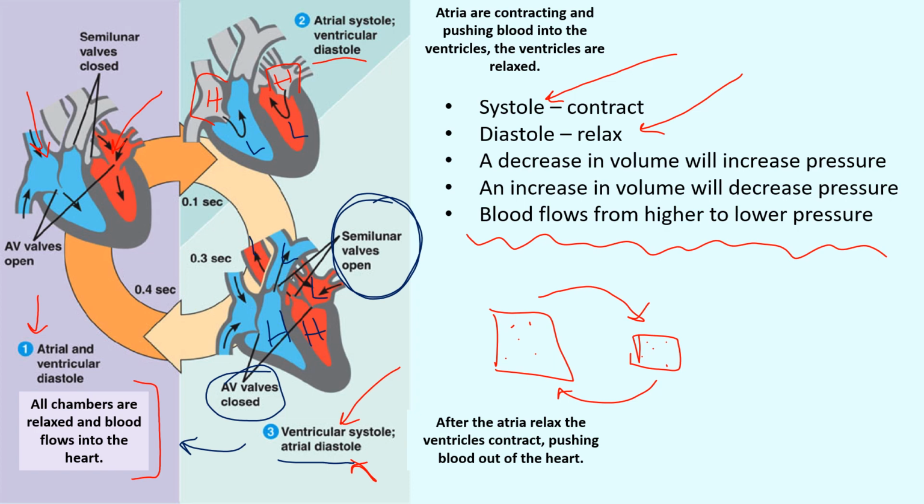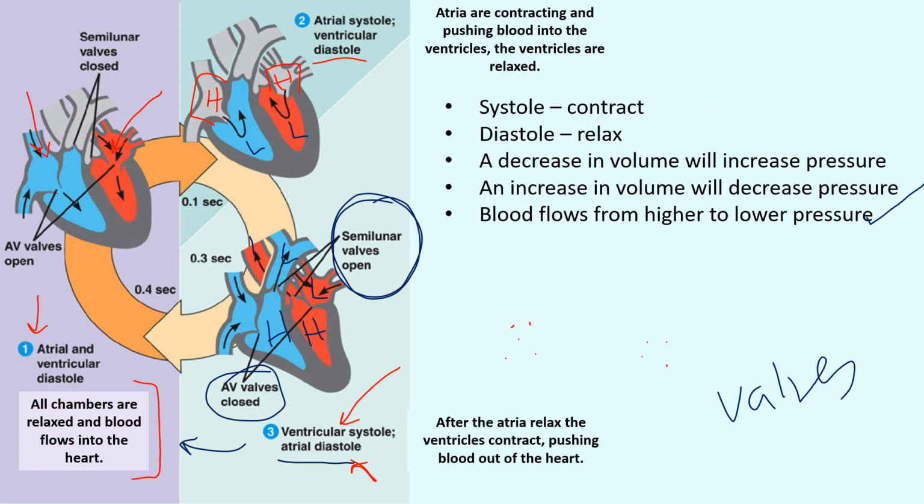And again, one thing just to note here is what's going on with the valves. So it's really important that we know what areas are contracting and relaxing, the direction of blood flow. So again, blood always flows from an area of higher to lower pressure unless valves are in the way. And then we also want to know what's happening with the valves. Are they open or are they closed? So it might be a good idea just to pause the video and make some notes on the cardiac cycle.